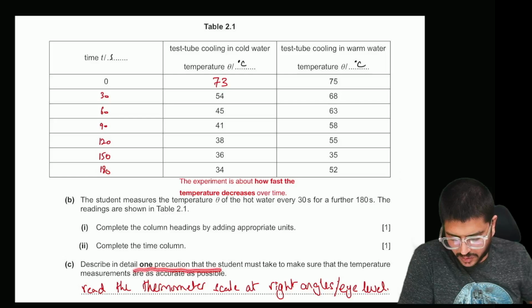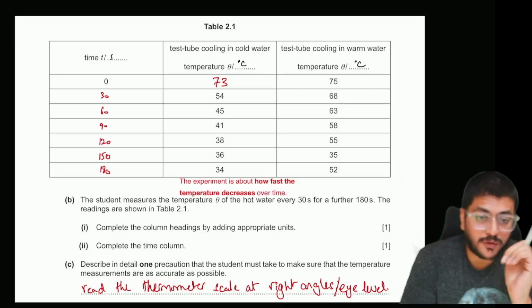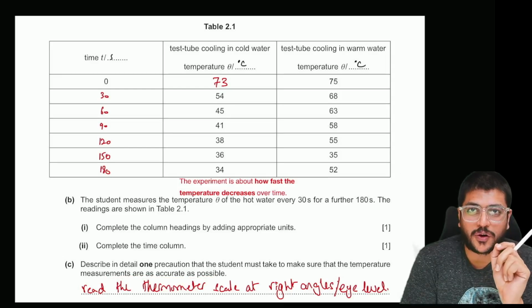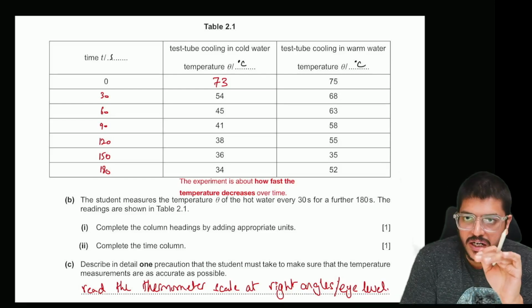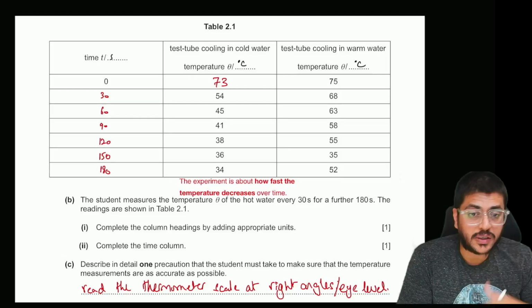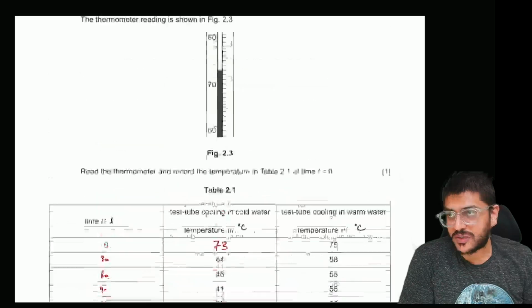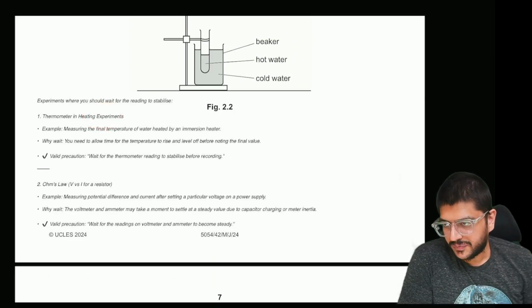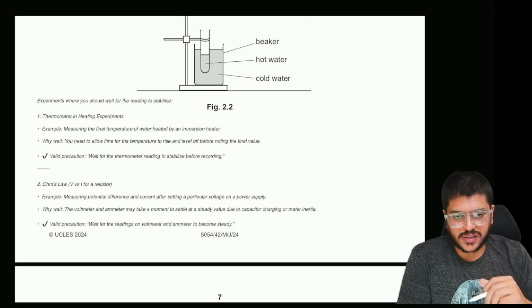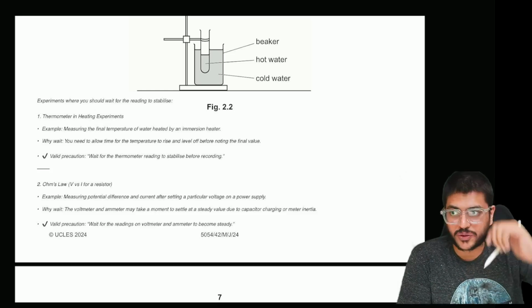Describe in detail one precaution the student must take to make sure the temperature measurements are as accurate as possible. Now, over here, multiple people will make a mistake, and that's exactly what I want to clarify. The mistake that a lot of people will make is that they'll say, wait for the reading to stabilize. Because that's what you usually write when you're noting temperature. No, you write that when you're doing heating experiments. When the temperature is rising, you've heated something up and you want to know what is the final temperature of that thing, you have to wait for the temperature to stabilize.